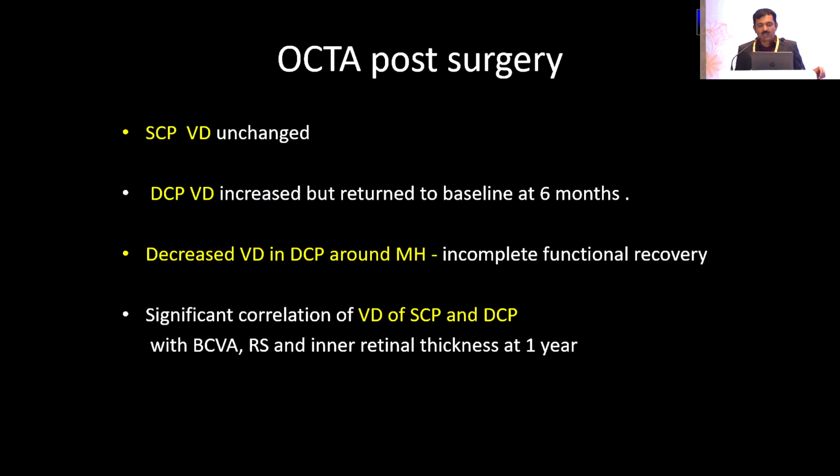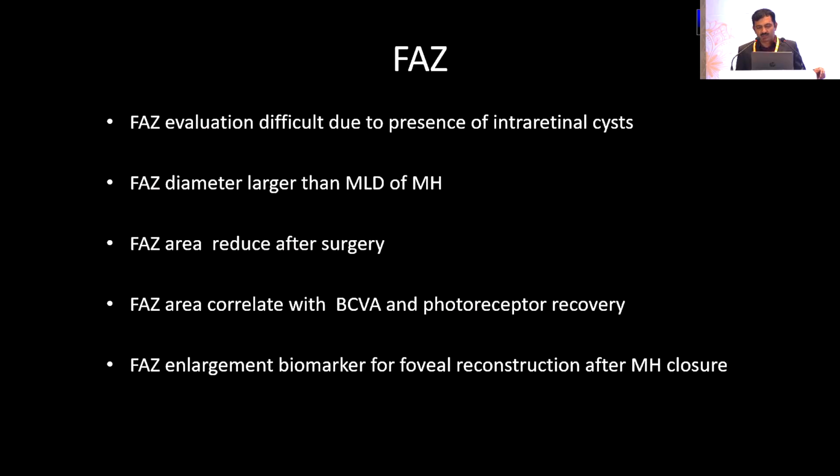so we need to look into the microperimetry also. Coming on to the OCTA, usually the vessel density in the superficial capillary plexus is unchanged. In the deep capillary plexus it is increased but returns to baseline at 6 months. Please look at the decreased vessel density in the deep capillary plexus around the macular hole, which could be contributing to the incomplete visual recovery. So vessel density in the superficial capillary plexus and deep capillary plexus does correlate with visual acuity, the retinal sensitivity, and retinal thickness at 1 year.